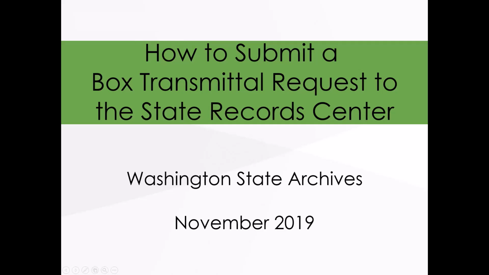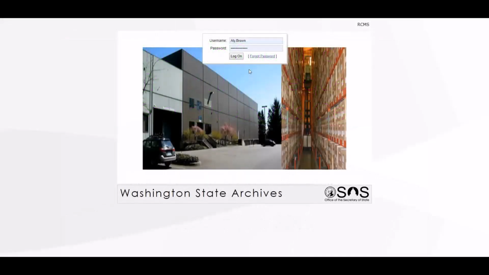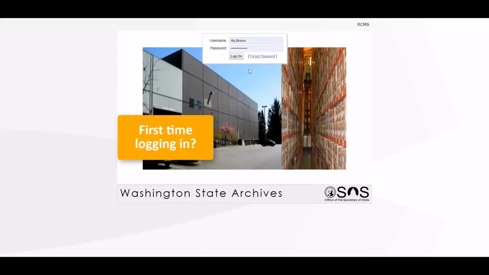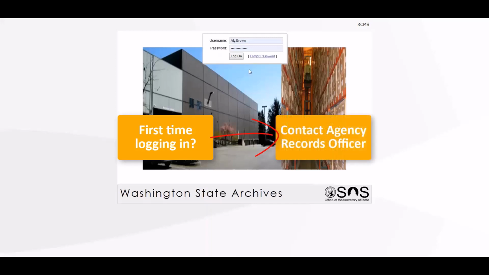In this brief tutorial, you will learn how to complete and submit a box transmittal request using the State Record Center Management System, or RCMS. To begin your transmittal, you'll need to log in. If this is your first time, or if you're not sure how to log in, contact your agency's records officer for assistance.